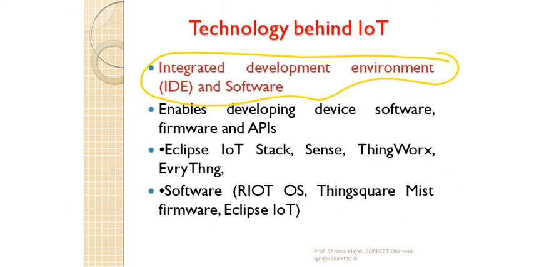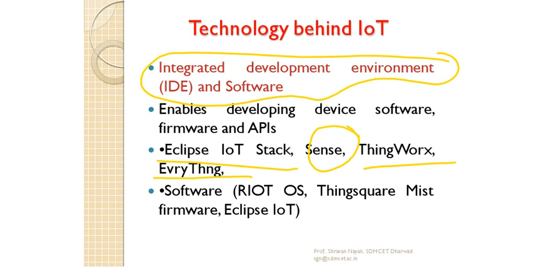You can see here Eclipse, IoT stack. You have something called Sense, ThingsWorks, everything. You can just see the spelling there. It is not wrongly written, but it is the trademark. EVRYTHNG. These are some of the integrated development environments. Then you have the software. No need to mention what a software is, no need to explain what the software is.